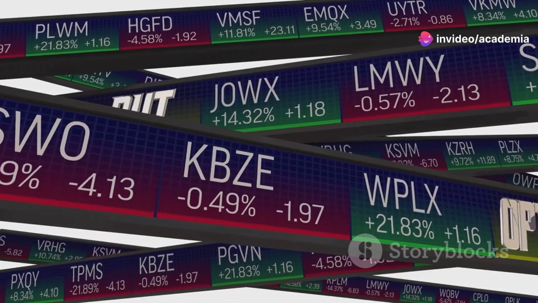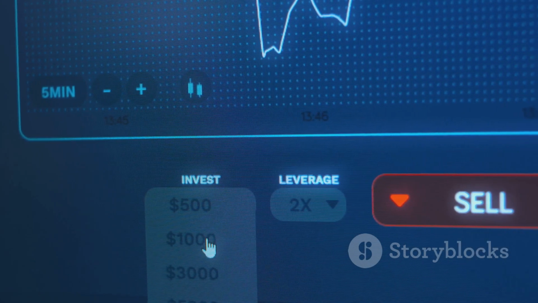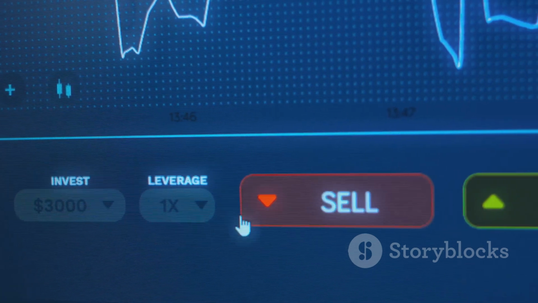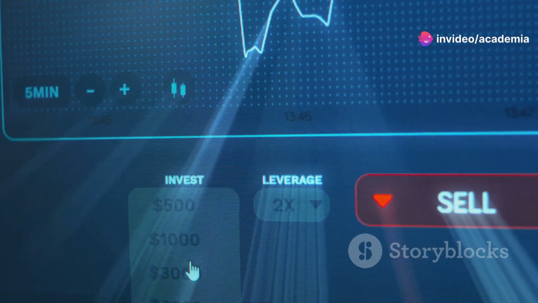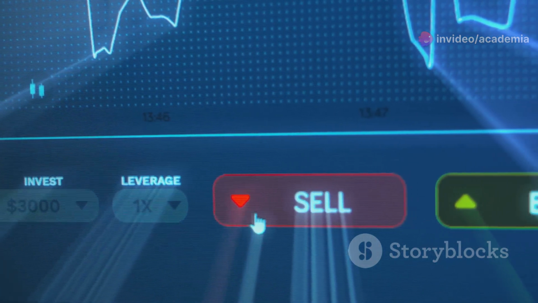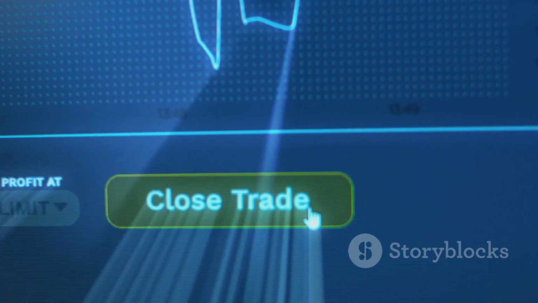A put option, on the other hand, gives you the right to sell an asset at a specific price by a specific date. This can be particularly useful if you anticipate a decline in the asset's value. You'd buy a put option if you think the price of the underlying asset will go down. This strategy allows you to lock in a selling price, protecting yourself from potential losses if the market moves against you.